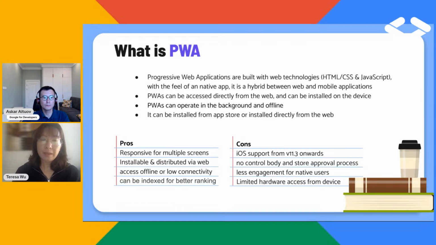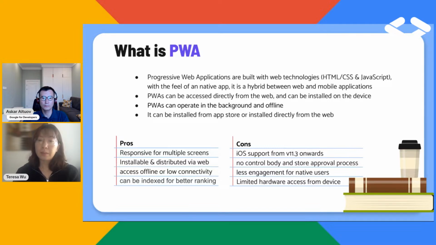So PWA can operate in background and offline, and it can be installed from App Store and directly from the web. It sounds like a very nice solution for cross-platform applications, right? So on the positive side, it actually is responsive for multiple screens. You can install it as well. It works offline, and it's probably quite friendly for indexing, for better ranking of your application.